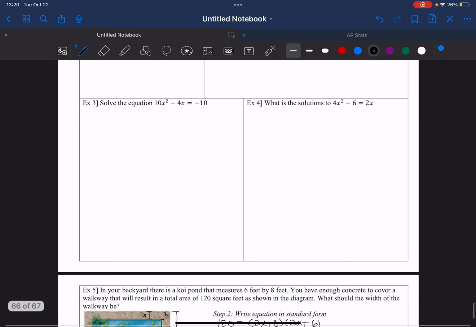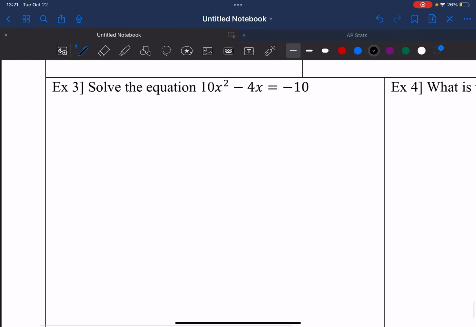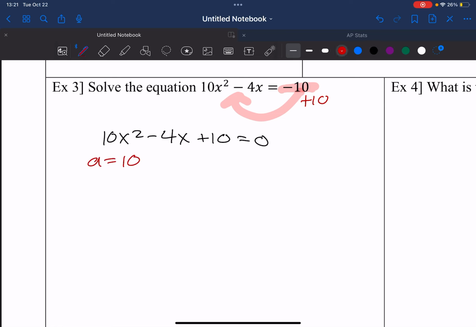Okay. Let's look at example 3. Example 3, remember in order for it to be in standard form, this side needs to be equal to 0. So that means we need to add the 10 over to the other side. So I get 10x squared minus 4x plus 10 equals 0. Label my A, B, and C. I got A is equal to 10, B is equal to -4, and C is equal to 10.